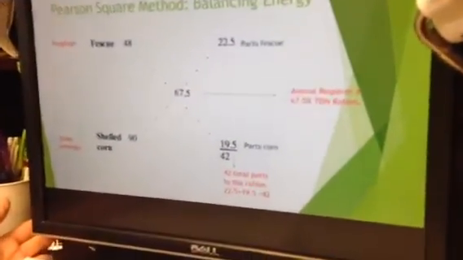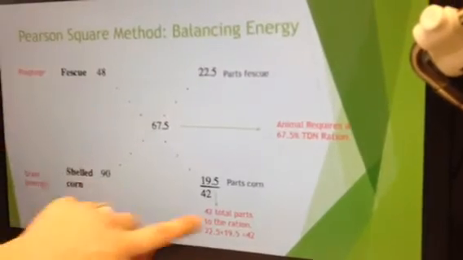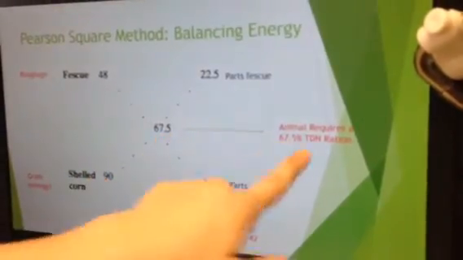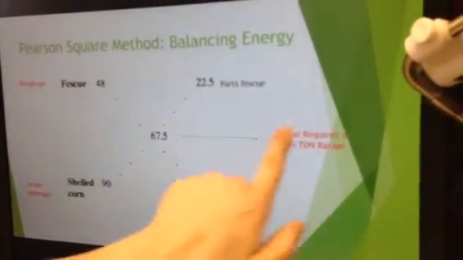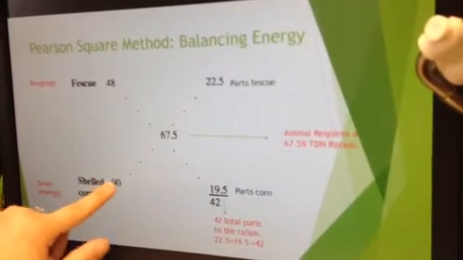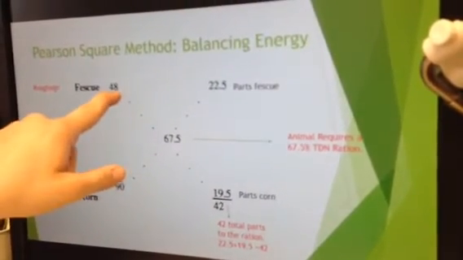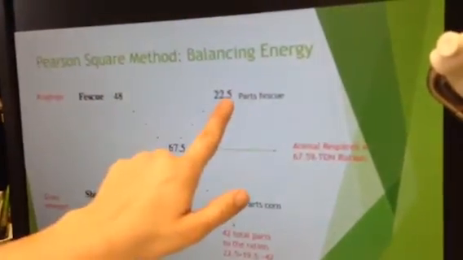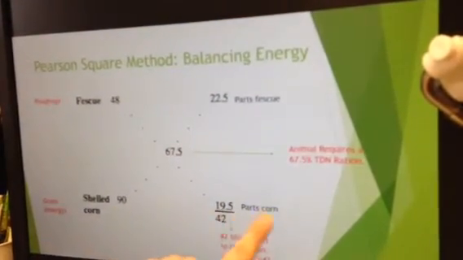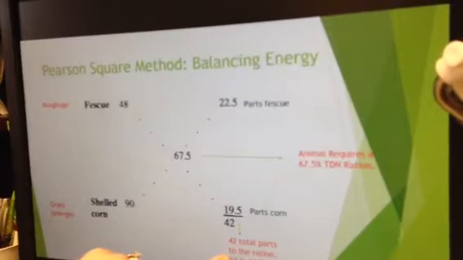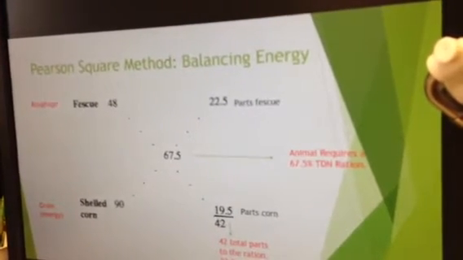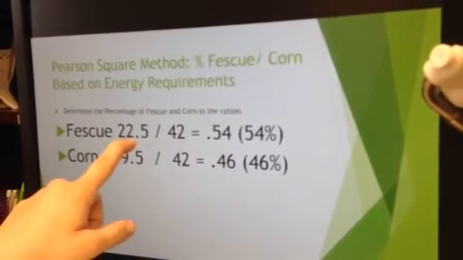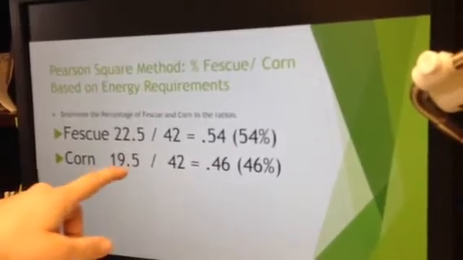Alright, so here's the example of the Pearson square. Obviously, it's a Pearson square. You can see the square here. What we do is we take the roughage, and we take 48%. We need 67.5% for this ration. Okay, that's what it said in the table. So we take shelled corn, which has 90, and fescue, which has 48%, and then we subtract and make an X out of it. So we've got 22.5 parts fescue, and then we have 19 parts corn. So total parts in this ration is 42. So we'll need that. That number will then need to be divided by that 22.5 parts and that 19.5 parts that were from this previous square.